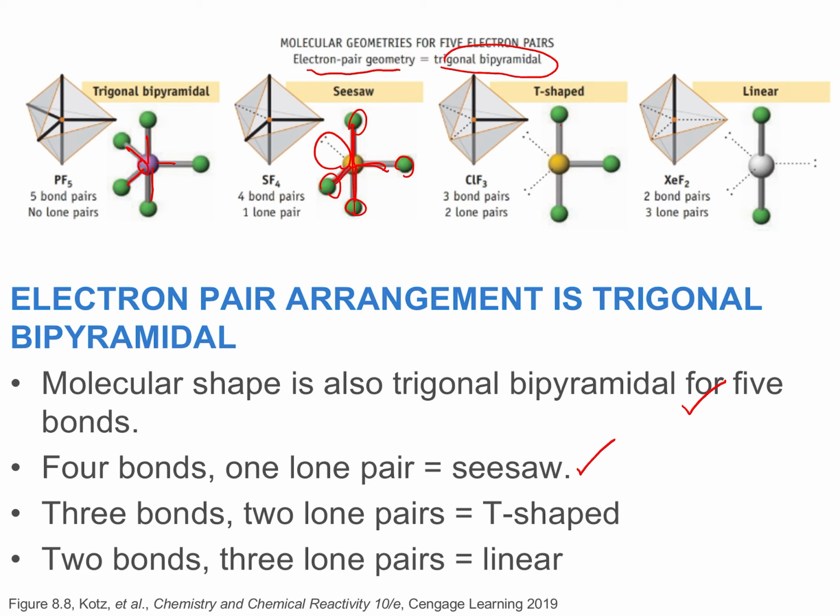What if we have ClF3? We still have our 1, 2, 3, 4, 5, which is why we call this trigonal bipyramidal. But 2 of these are lone pairs. So if we just look at the atoms, we have a T-shape. The molecular shape for ClF3 is T-shaped. What about xenon difluoride? Again, we've got 1, 2, 3, 4, 5, but 1, 2, 3 of these electron groups are lone pairs. So if we just look at the shape, it is linear.